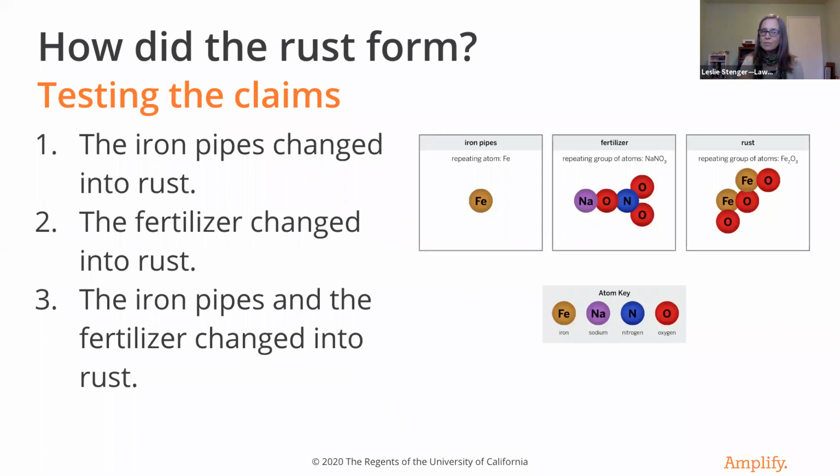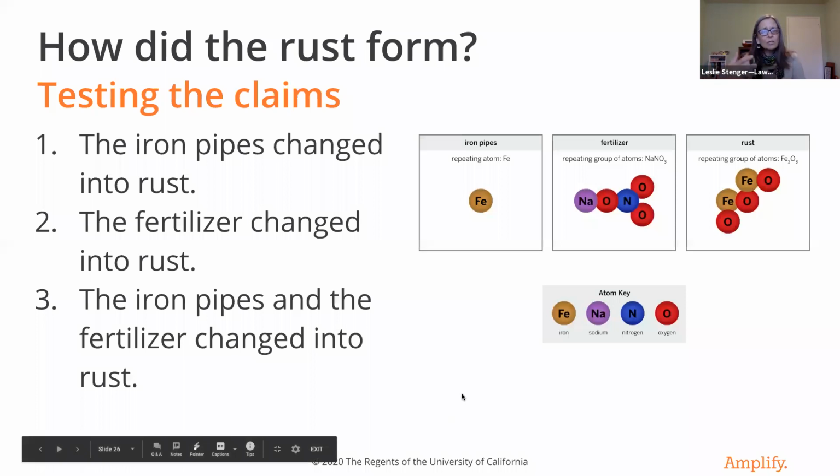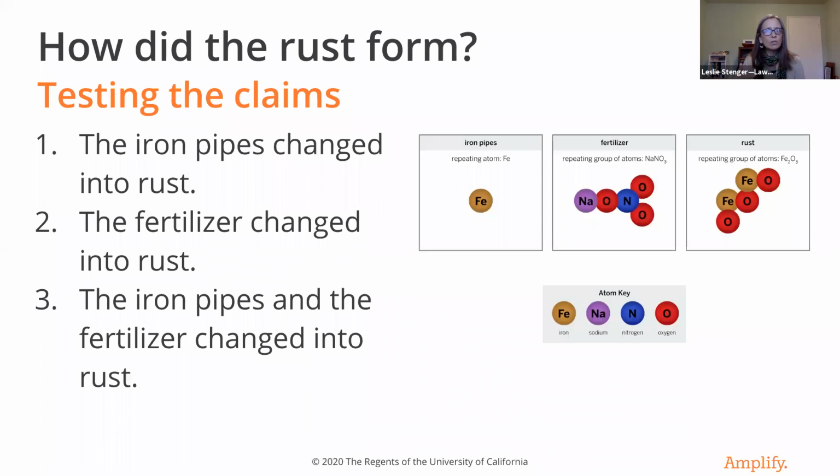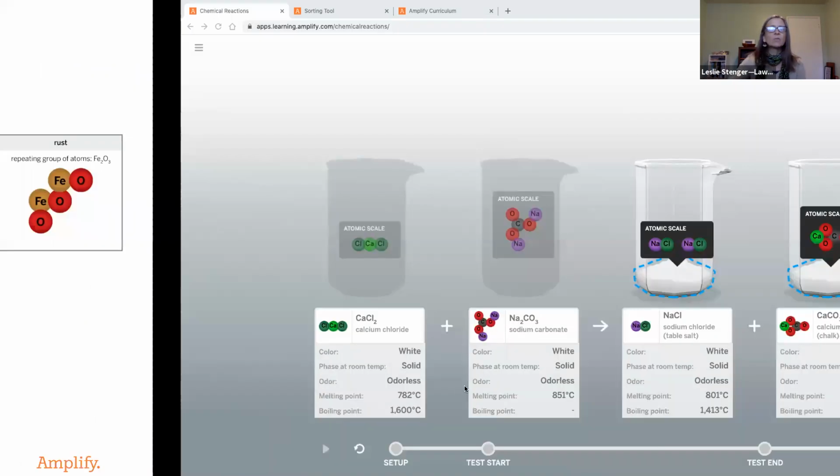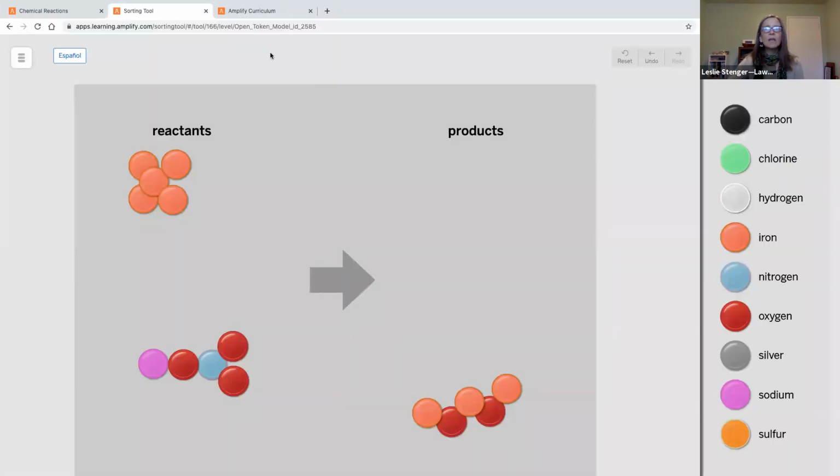So in the classroom, students would manipulate tokens to test each of these claims, seeing if the atoms of each substance can rearrange to form rust. I'm going to use a modeling tool to show you how students would do this. But at home, like if it was in a remote setting, students could use coins or use small pieces of paper to do this same sense-making activity. So we're going to jump back over here. And so you can see I have modeled our iron pipes, our fertilizer, and then down here is a model of the atomic structure of the rust.